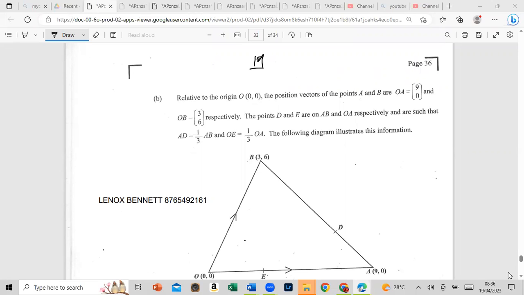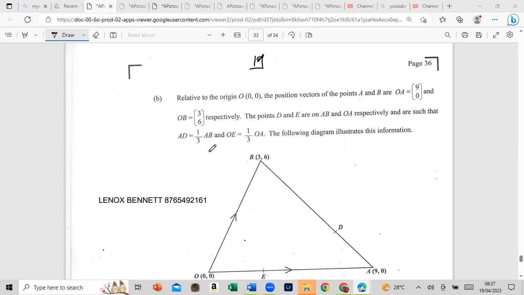Today we're looking at some vectors questions. Let's go. It says relative to the origin O, the position vectors of the points A and B are OA = (9, 0) and OB = (3, 6) respectively. The points D and E are on AB and OA respectively, and are such that AD is 1/3 of AB and OE is 1/3 of OA. Always make note of the information they give you. You're going to use everything. The following diagram illustrates this information.